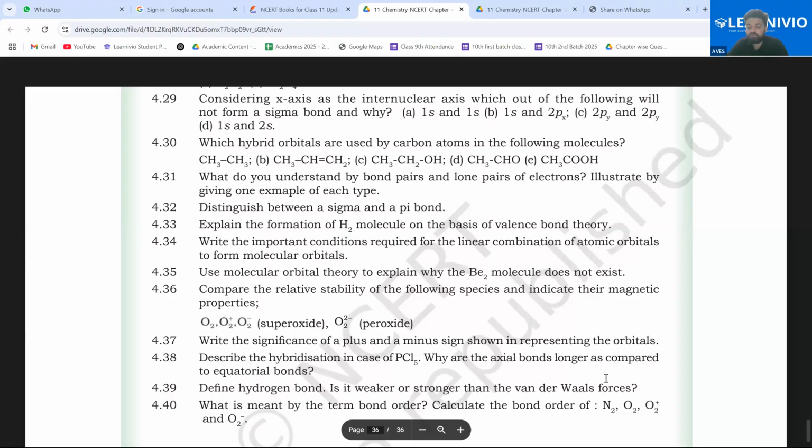Why are they longer? Because they are at maximum repulsion. They are at a repulsion of 90 degrees. Axial bonds will be longer, and equatorial bonds will be shorter. Let me explain the PCl5 molecule first.